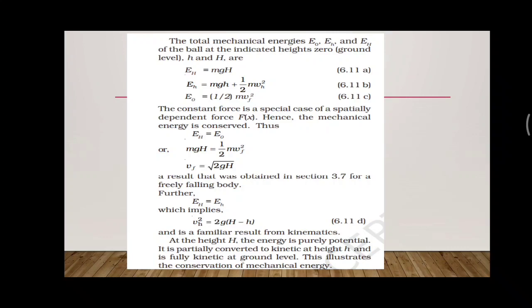Now come to a point just above the ground, where the ball is going to hit the ground, where the potential energy will be considered to be 0, and the kinetic energy will be the maximum, and the value will be half of m vf square. Vf is the final velocity, and vh is the velocity in between the path at height h.